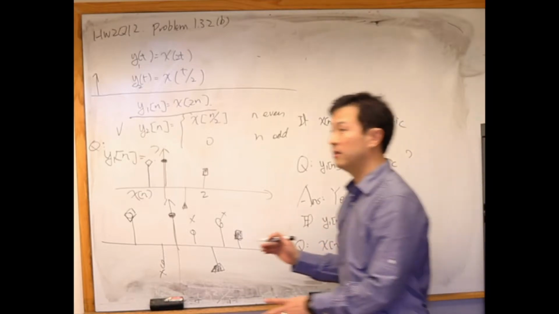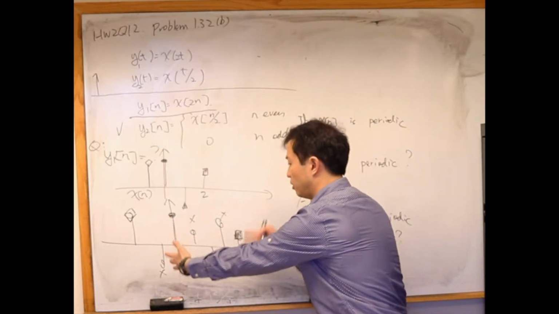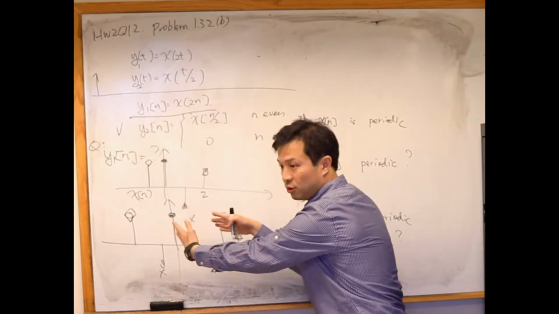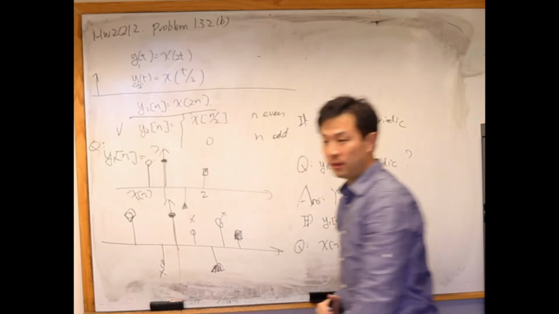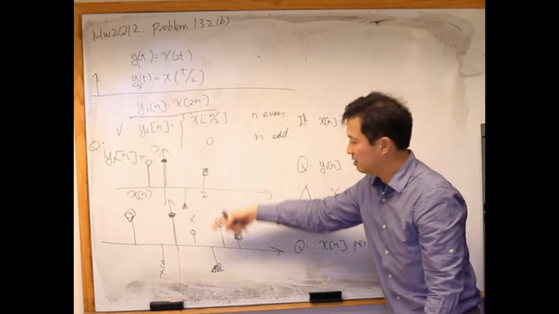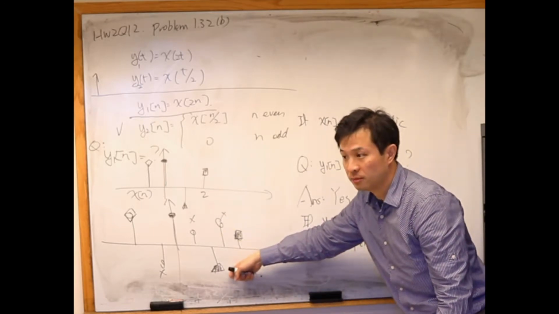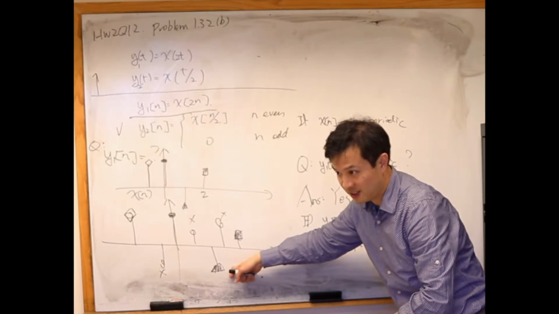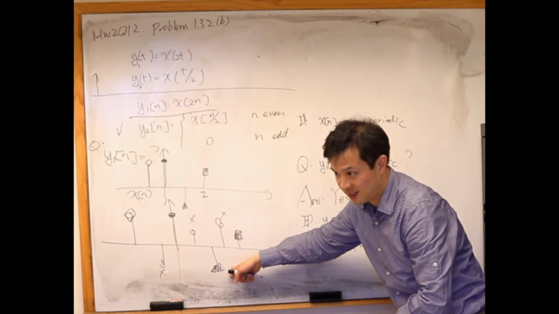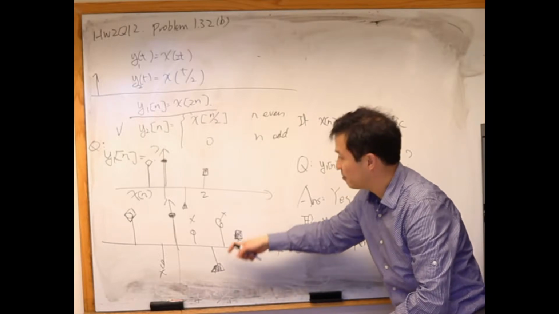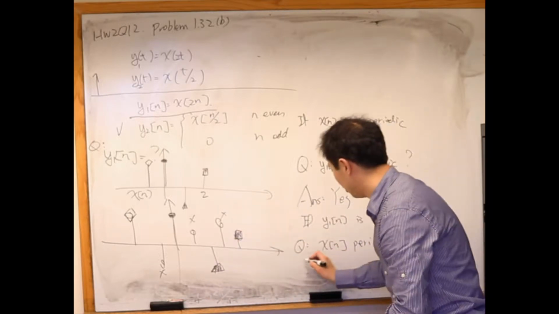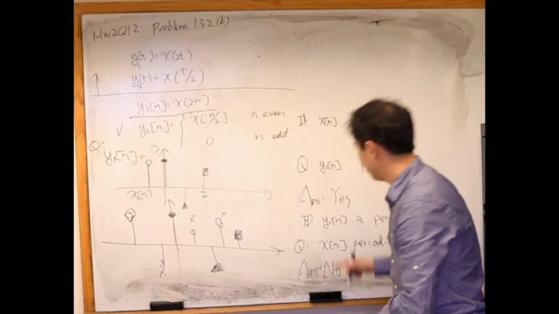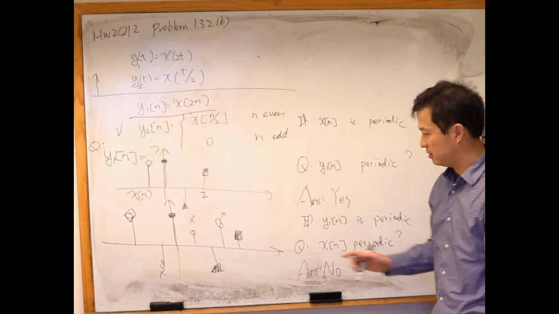It says, if I remove all these odd positions and compress them together, and it becomes periodic, does it mean that before the operation it is periodic? What is your answer? I think I said yes. The answer is actually no. Do you want to think about why? The other way around is actually false.